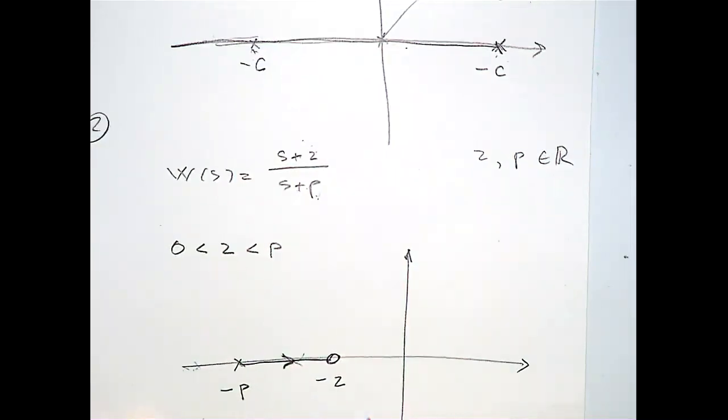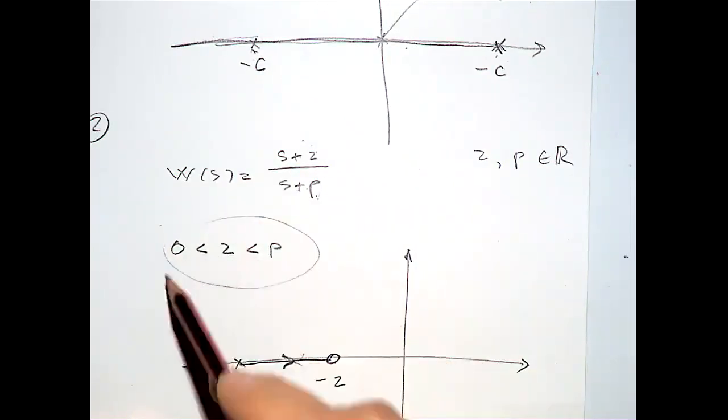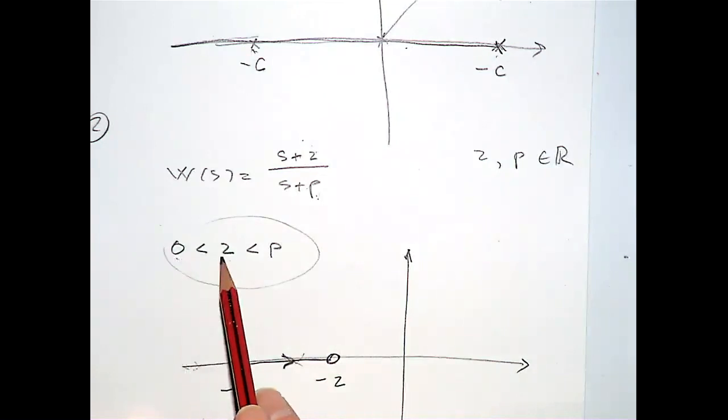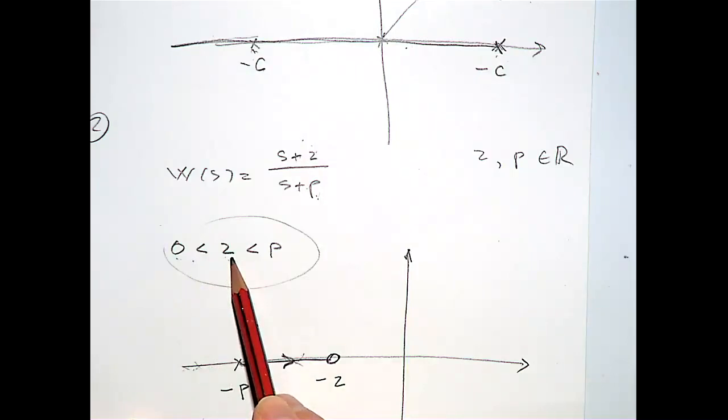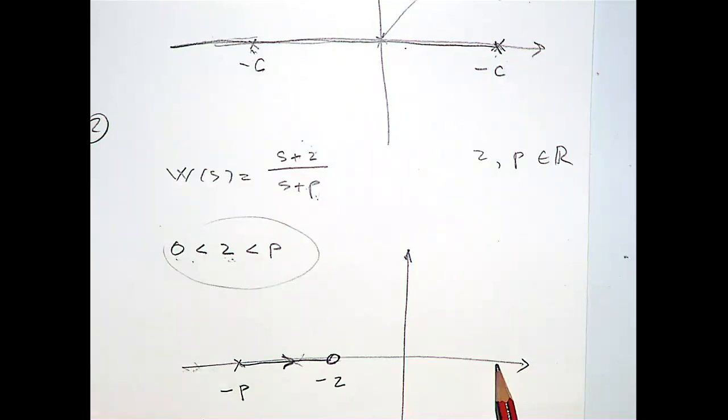But note now, I assume that Z is positive. What if Z was negative? Well, this point here would end up here. So what does that mean for stabilization for this system? High gain would do what to the system? It would destabilize the system.